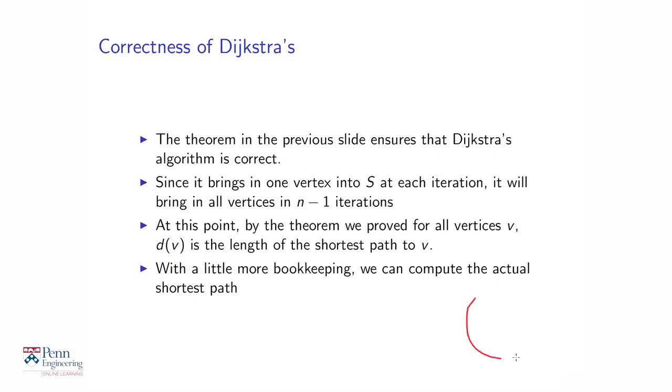So for any vertex u on the V minus S side, we keep track of which vertex v is causing the current value of d of u. And if we keep track of these parents, then we can actually figure out the shortest path. The shortest path to u is the shortest path to the parent of u, followed by the single edge from the parent to u.